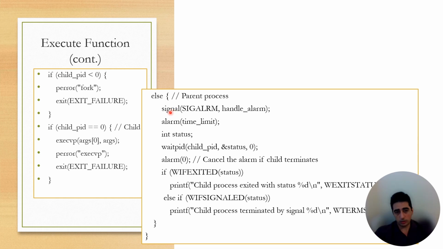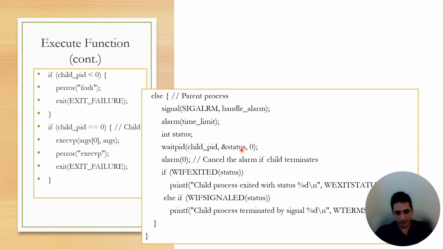start the timer. How do you do this? You basically call the signal and then the alarm with the time limit that you want. And then I'll show you later how the handle alarm is implemented. It's a function that is basically taking care of the alarm at the end. When you set the alarm to the time limit, that means the child has only a bounded amount of time to finish. Then you wait for the child using waitpid, child PID, and you pass the status by reference.